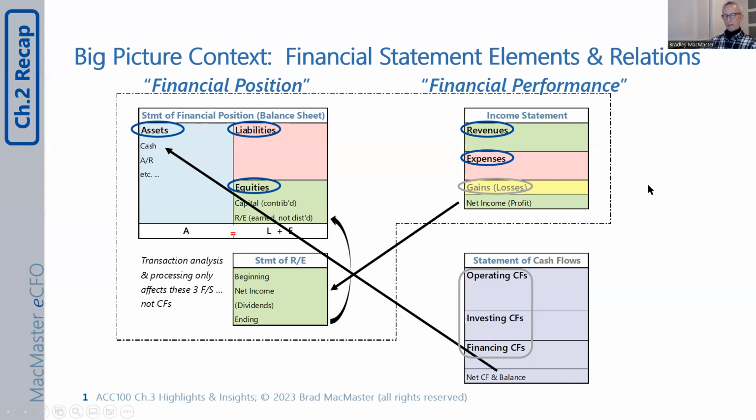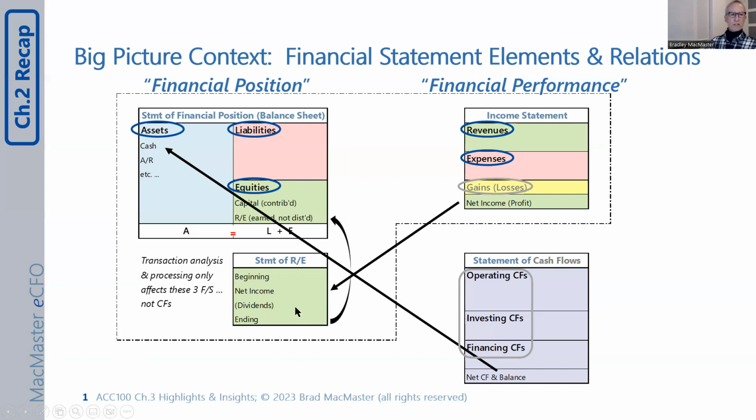This slide also illustrates the connection among the statements and effectively provides the order in which the statements must be prepared. So typically we prepare the income statement first. It generates net income as its bottom line. That bottom line feeds into the statement of retained earnings, which consists of a beginning balance, an addition of net income, a deduction of any dividends distributed to the owners to calculate the ending balance of retained earnings, and that feeds into the balance sheet.